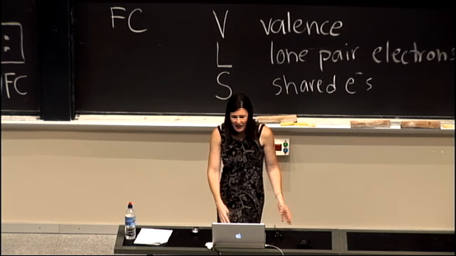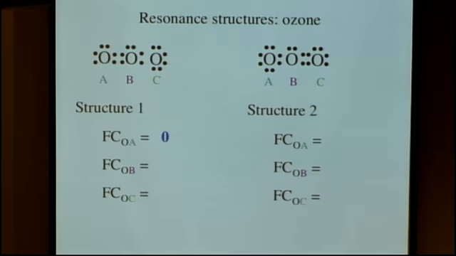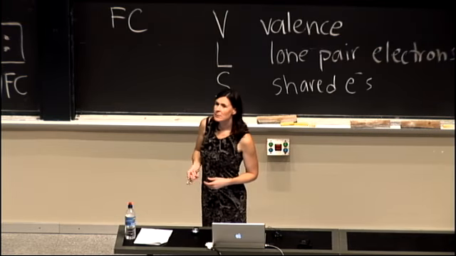And again, if we figure out the formal charges, let's go through this quickly. We get 0, +1, and -1 for structure 1. We get -1, +1, and 0 for structure 2. So as I said, they're going to be identical in terms of making the decision that way. And what it turns out is experimental evidence tells us that these two structures are equivalent. And by that, what we mean is that they're absolutely identical.